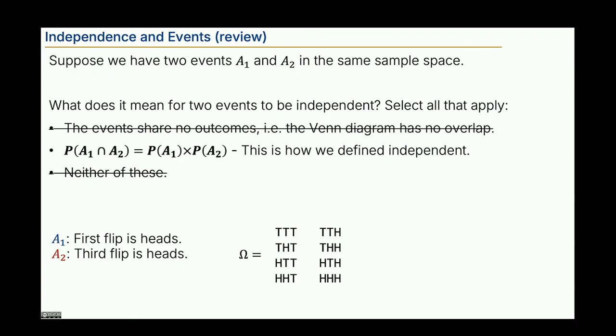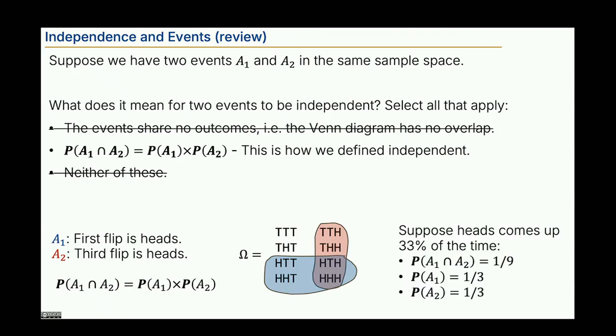Imagine I flip 3 coins, as I've shown here. One particular event might be that the first flip is heads, and the second event is that the third flip is heads. If we look at what these events are, because an event is just a subset of the sample space, they overlap. There are some points in both sets, yet they are independent. Why are they independent? How do we define independence? What was the hallmark of independence? Well, it was simply that the probability of their intersection is the product of their individual probabilities.